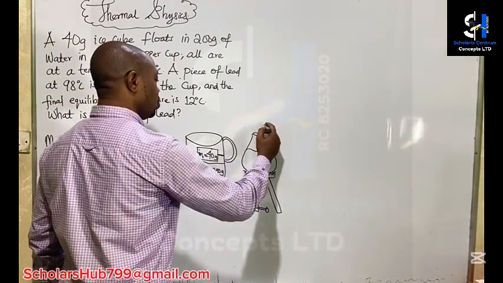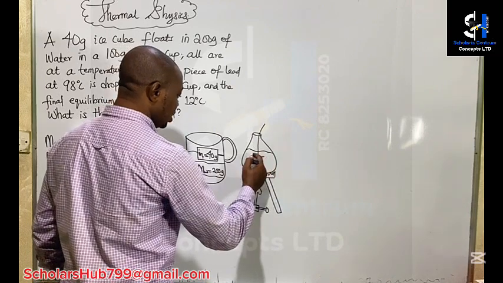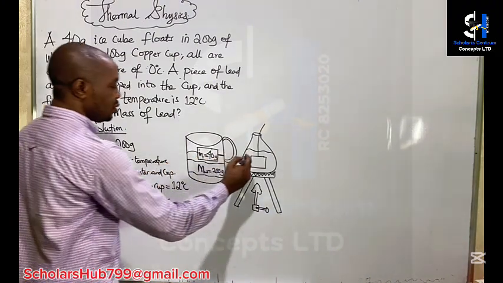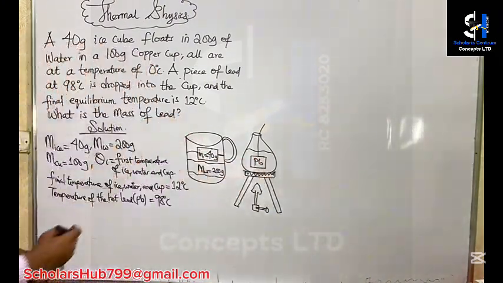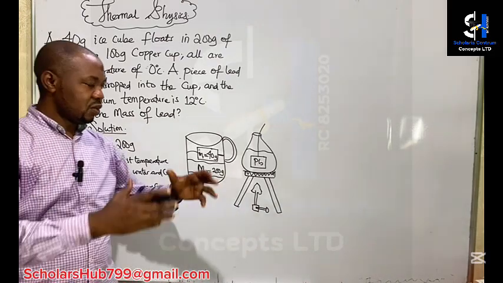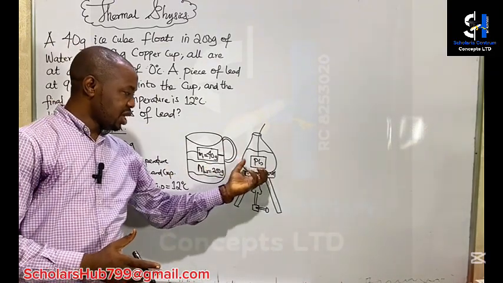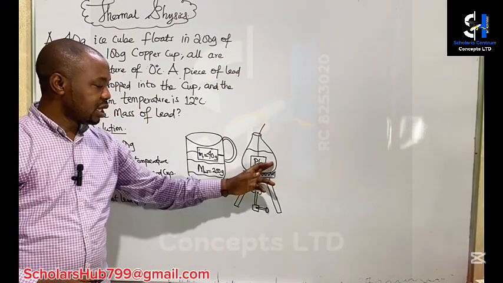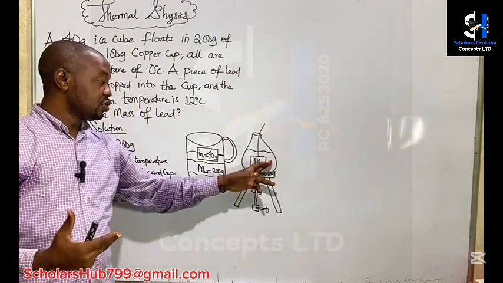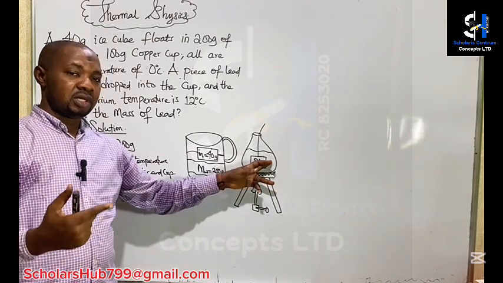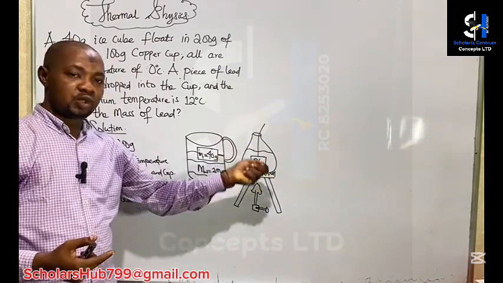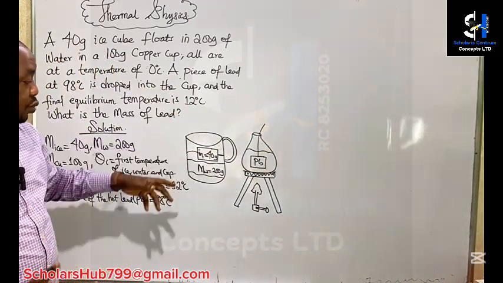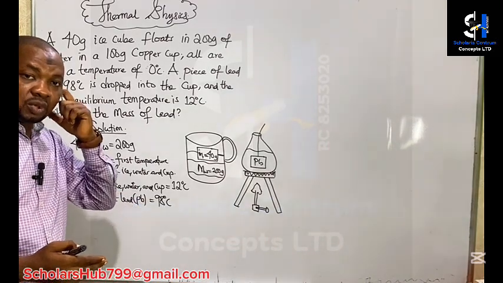And also, we now again have this, the lead block, or the lead. This is the lead. The lead is immersed in the water contained in the boiling tube. So now, when the water boils, when the temperature of the water reaches 98 degrees Celsius, then the lead is quickly removed and dropped into the cup containing the ice and water mixture.